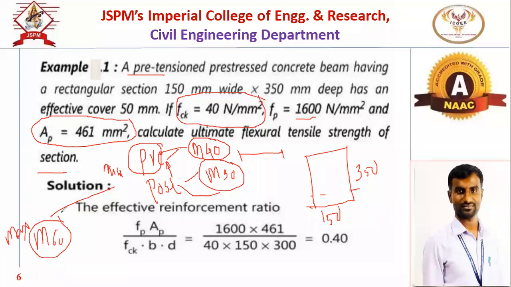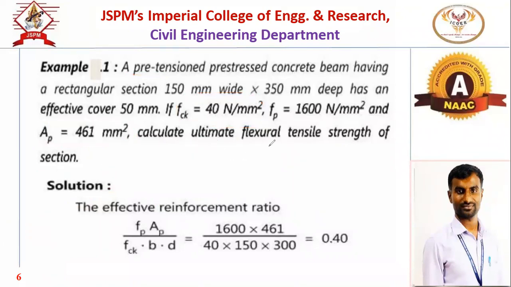IS code. So in the IS code they have given all the clauses, so you have to read all the clauses correctly. Okay, so the minimum is M40 for pre-tensioning, M30 for post-tensioning, and the maximum is M60 for both the cases. So we have to find out the ultimate flexural tensile strength, means we have to find out the moment of resistance.